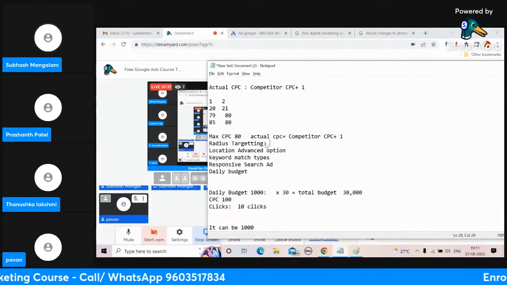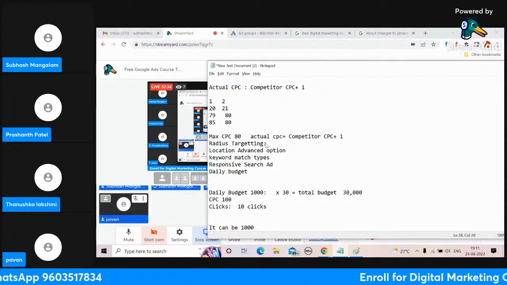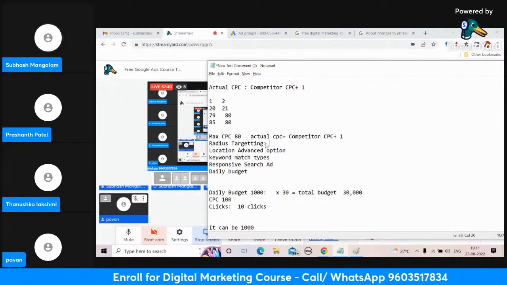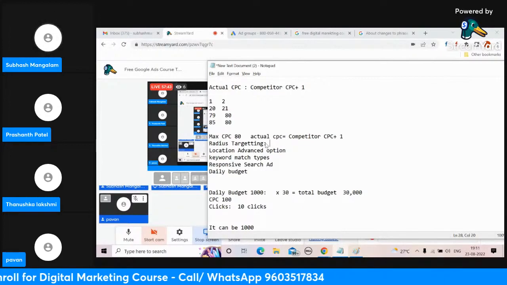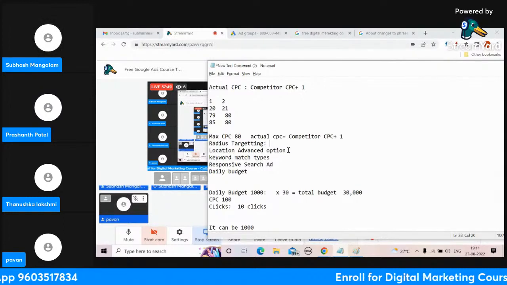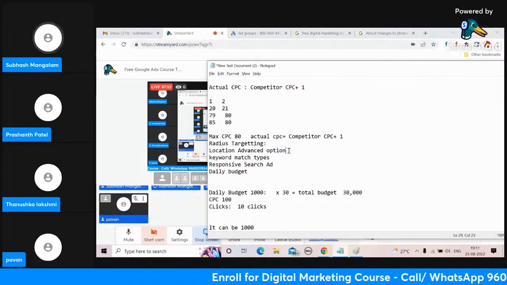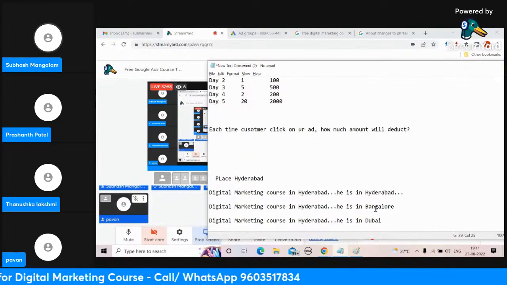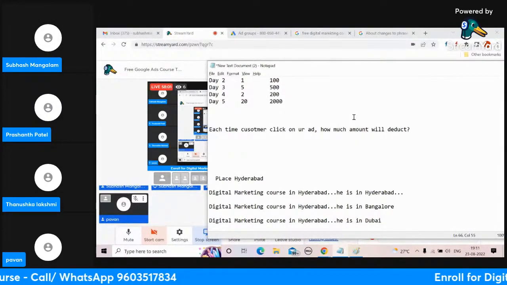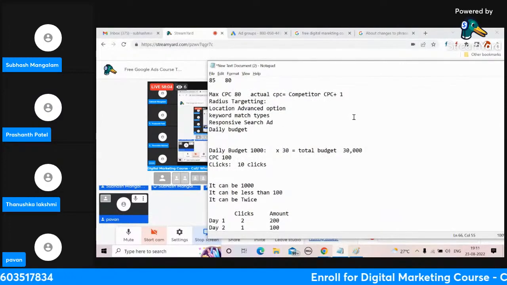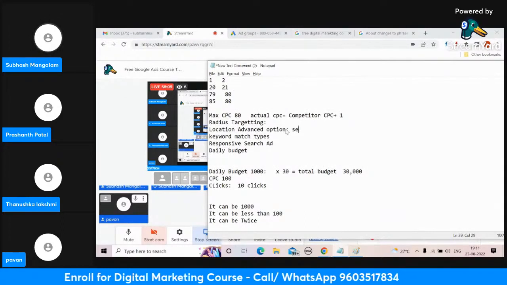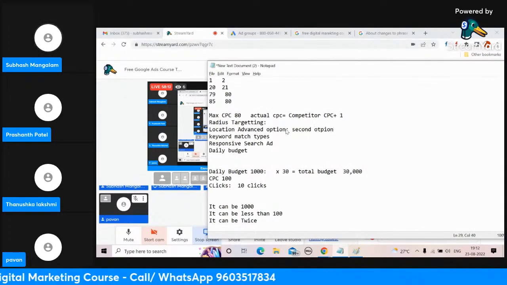What do you mean by radius targeting? A particular location surrounding kilometers. Correct. You are in Kukatpally. It's very unlikely that a person from Nagole will come and join the course, unless your institute is great. That's why you select radius targeting. Now, your campaign mentions Hyderabad and customers type SEO course in Hyderabad only. Do you think people from Bangalore and Dubai can see your ad? You have to select the second option if you don't want them to. So watch this video again today.